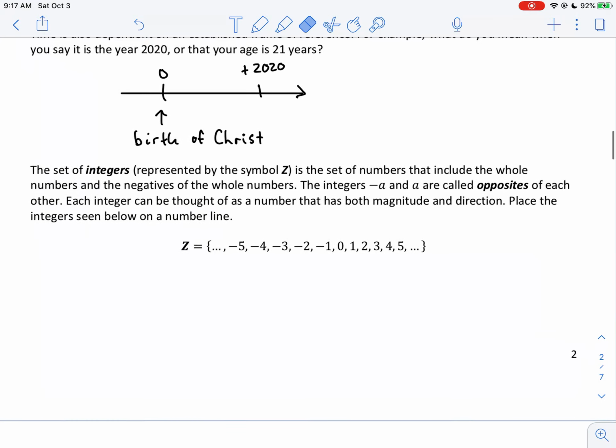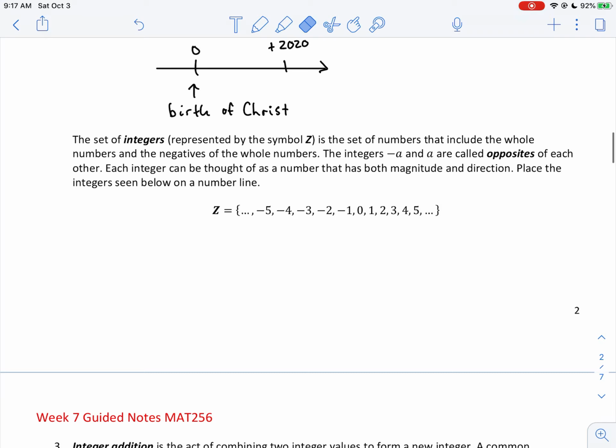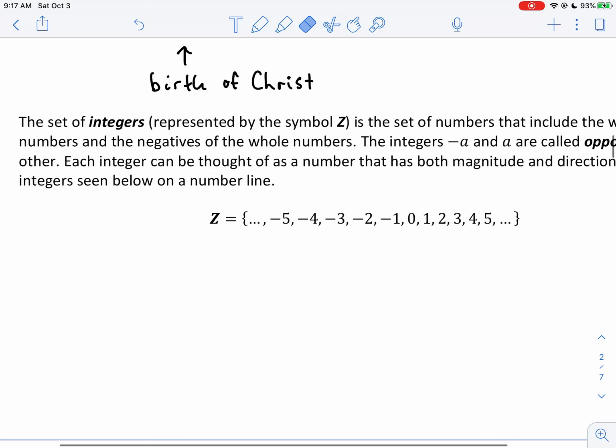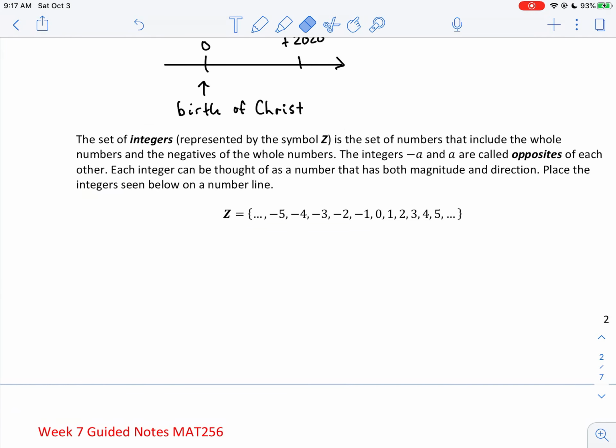Okay, now let's formally define what these integers are. The set of integers is represented by the symbol Z. You're going to see a bold capital Z that stands for the integers. Sometimes you'll see a Z with a double bar in the middle like this, because when you're writing, it's a pain to do bold. So instead, people often do something like this to stand for a bold Z. Anyway, it's a bold capital Z, and it stands for the set of numbers that include the whole numbers and the negatives of the whole numbers.